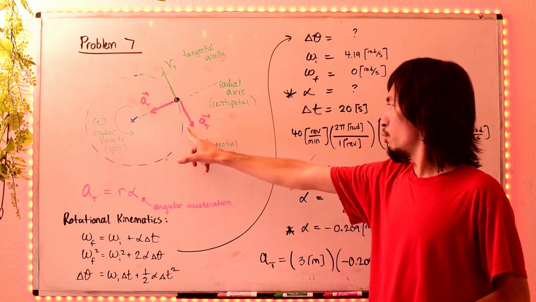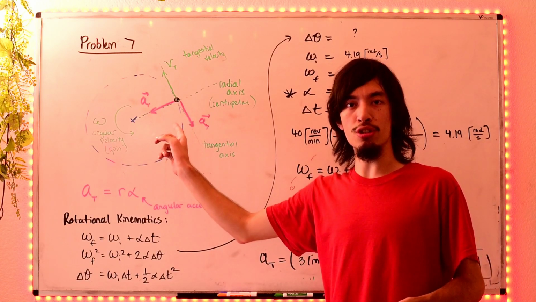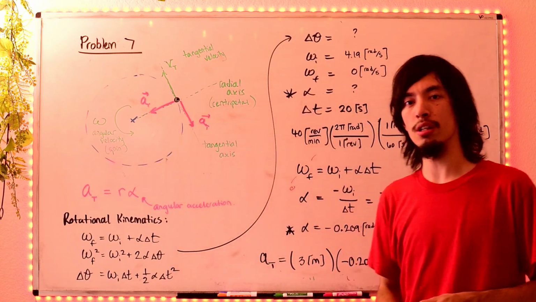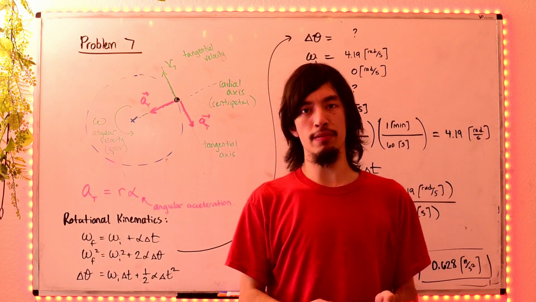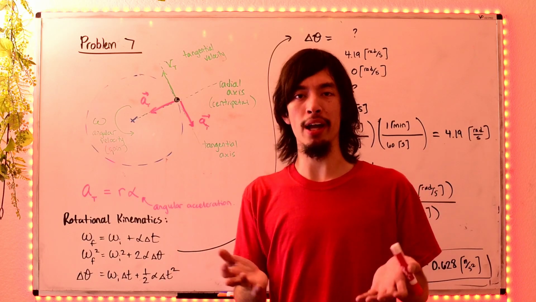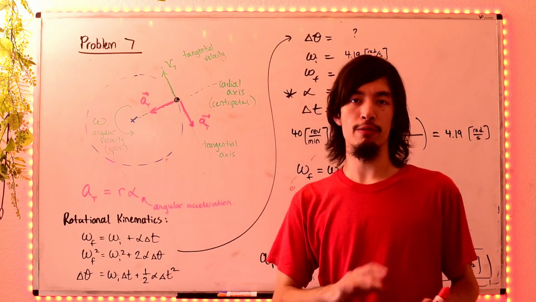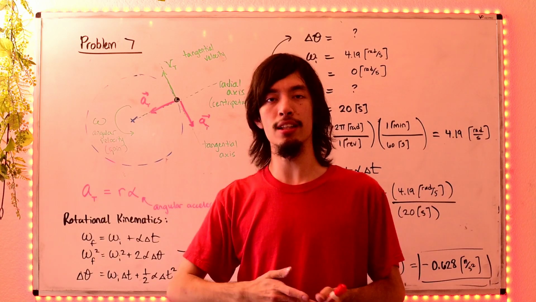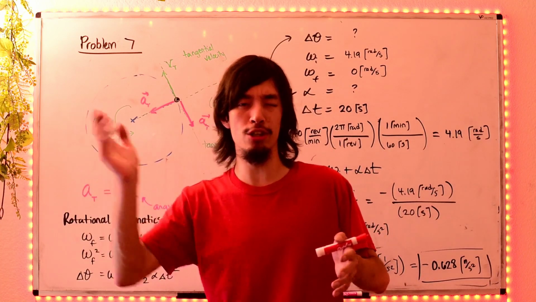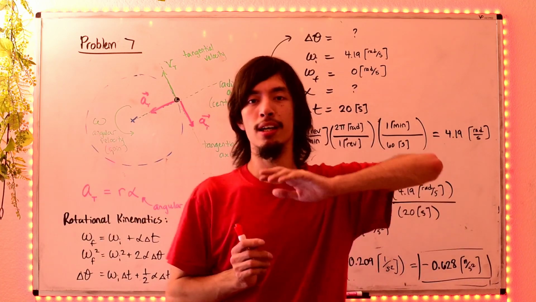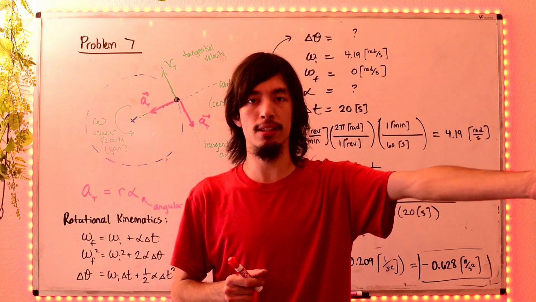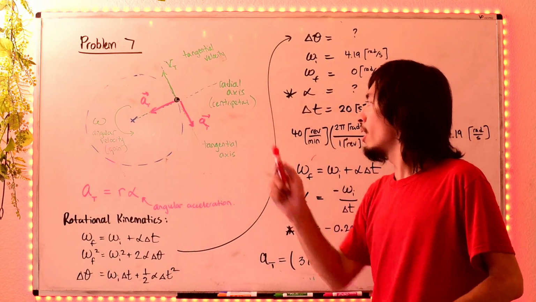Because there are two types of linear accelerations that you could consider in circular motion, you do have to be specific about which acceleration you want. So the problem is either going to specify, hey, let's find the tangential acceleration, or hey, let's find the centripetal or radial acceleration. Okay, so it's one or the other.